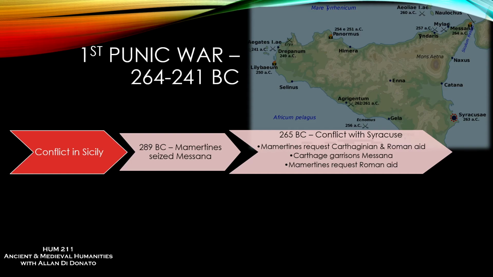Carthage actually sends some troops to help, but what they end up doing is garrisoning the city of Messana, in which case the Mamertines then want to get rid of the Carthaginians who have come in and imposed themselves on the city, and they then call to the Romans to help push the Carthaginians out. So kind of like the Peloponnesian War, which began with Corinth and Corcyra and pulled in these other powers of Sparta and Athens, the same thing happens here. It's an issue between Messana and Syracuse, and they pull in the Carthaginians and the Romans.